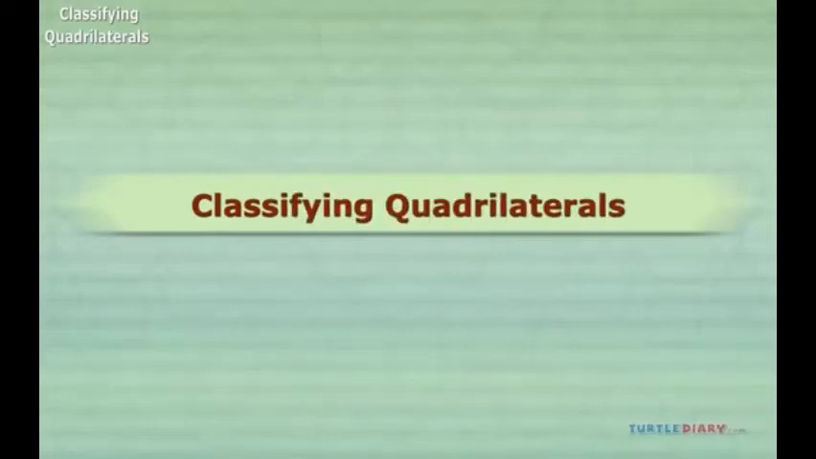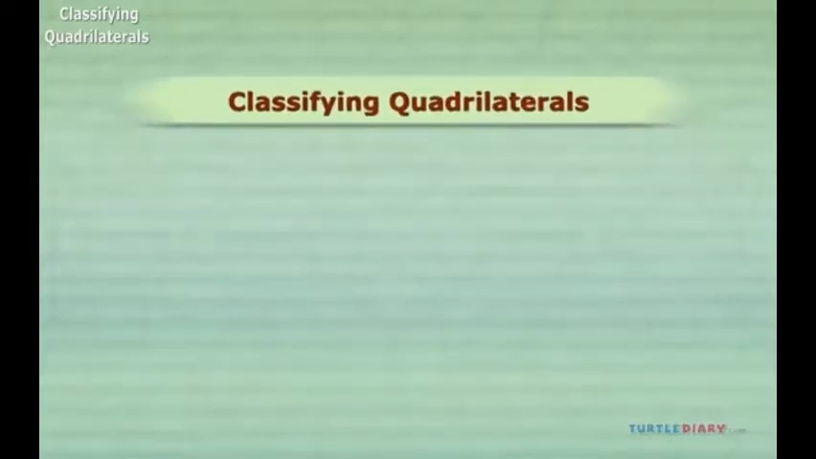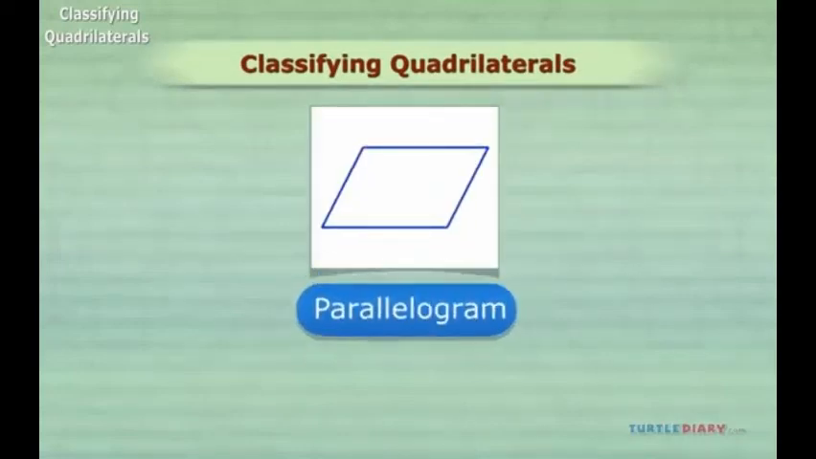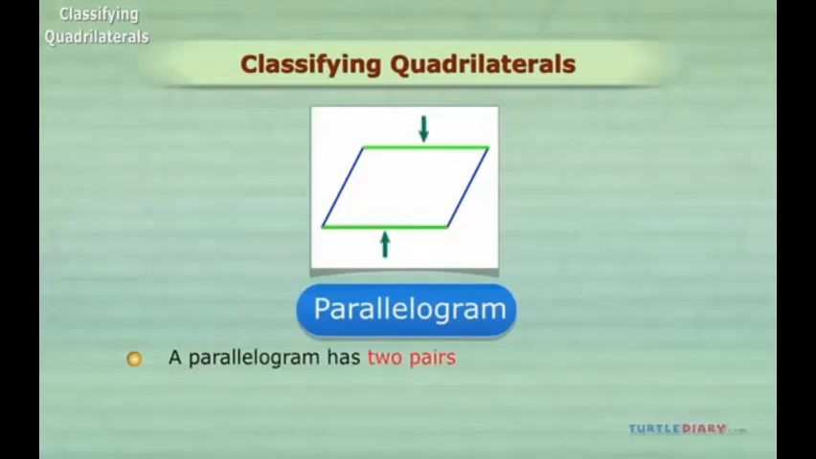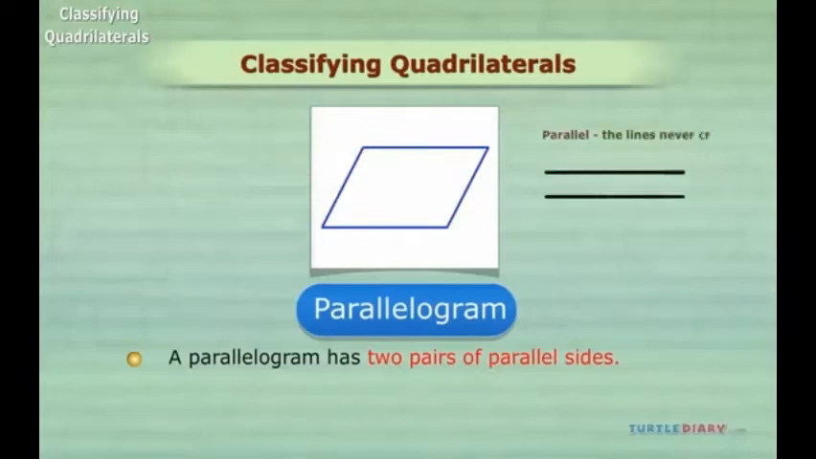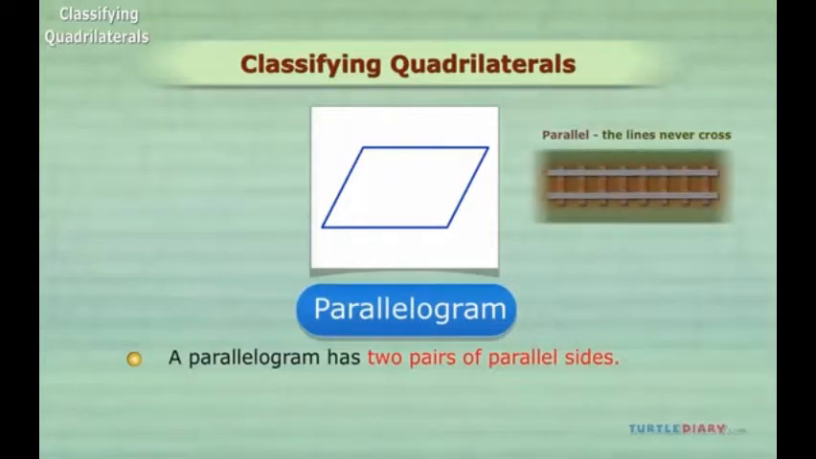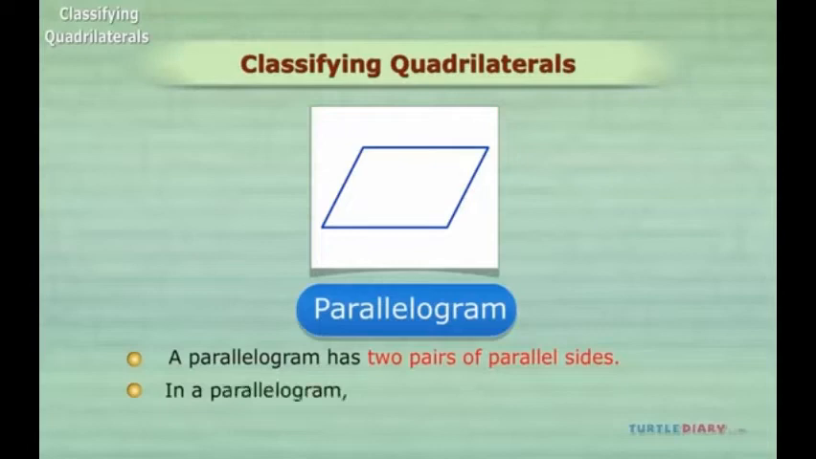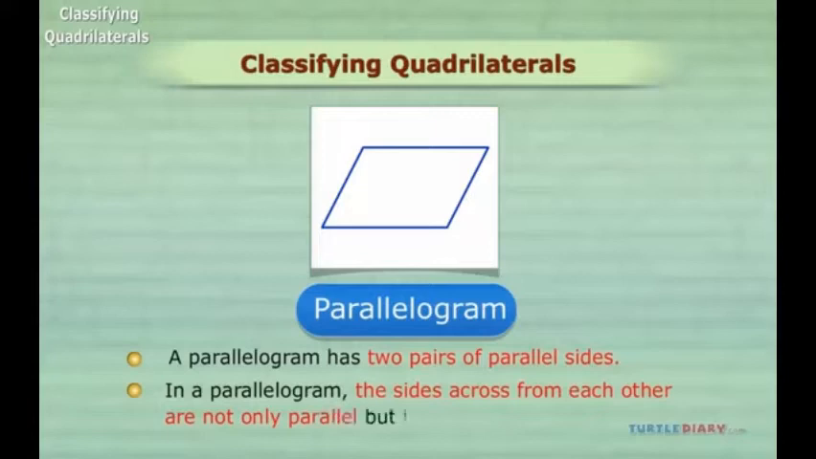Classifying quadrilaterals. Every 4-sided figure is a quadrilateral, but there are some specific, special quadrilaterals. 1. Parallelogram. A parallelogram has 2 pairs of parallel sides. Parallel means the lines never cross, like railroad tracks. In a parallelogram, the sides across from each other are not only parallel, but they are also the same size.